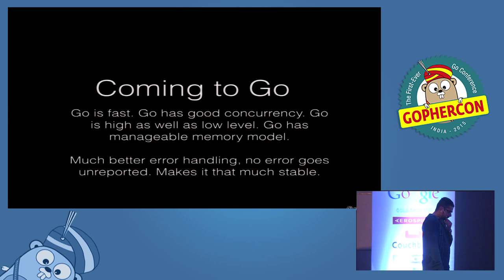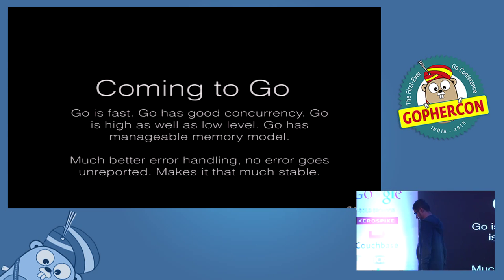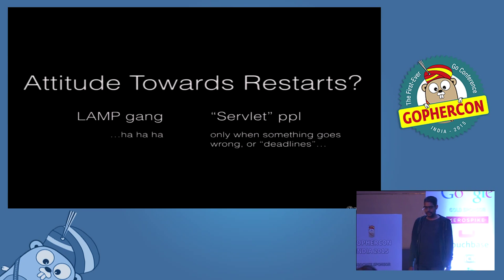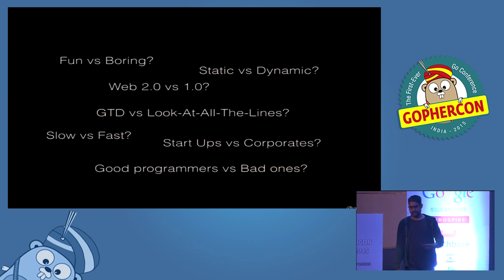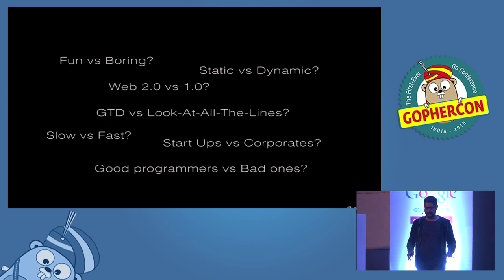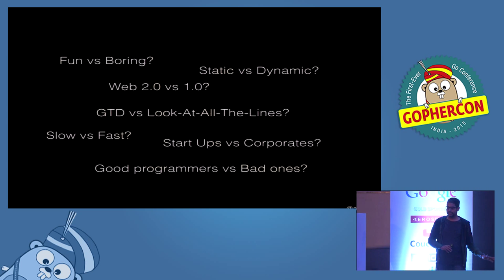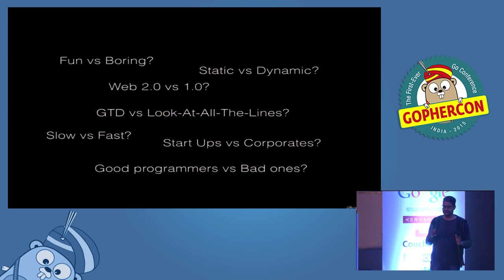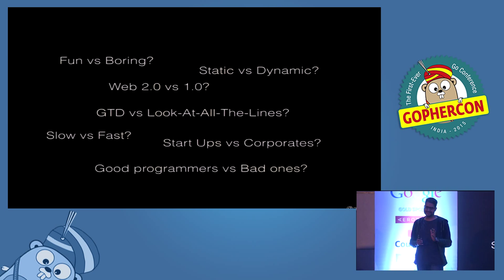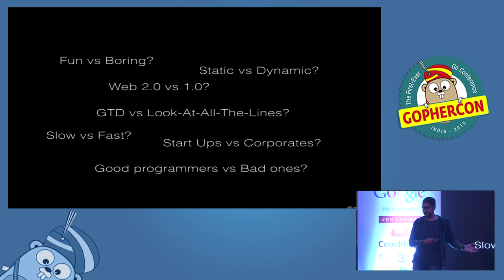So why Go? What's the meaning of this talk in a Go-like thing? So Go, in the comparison, actually belongs to the better side of all of these. It is fun. It's not boring. It is static, so it has all the advantages. It is obviously Web 2.0. It is kind of fast because of the system packages and so on. So getting things done is also kind of fast.